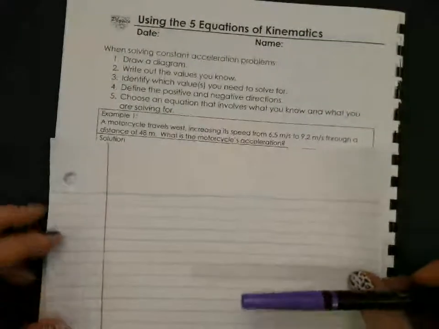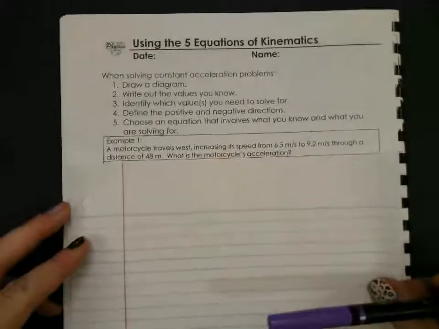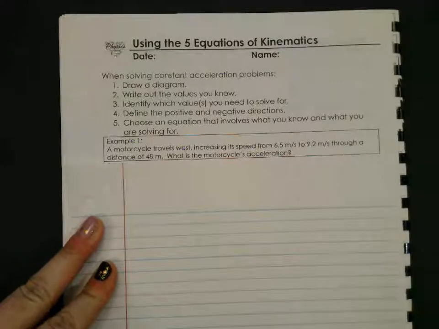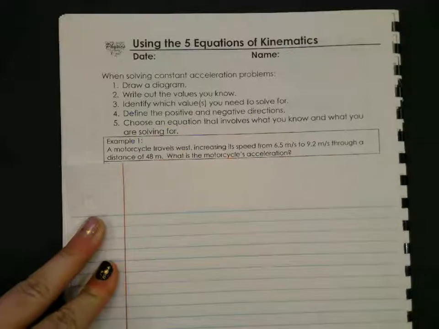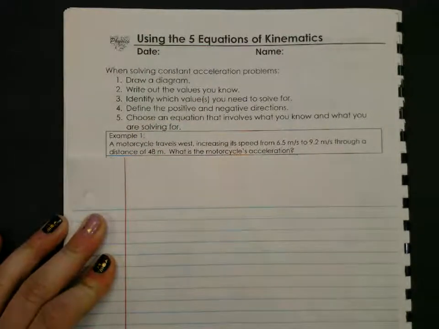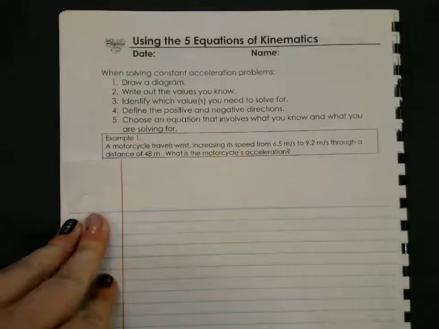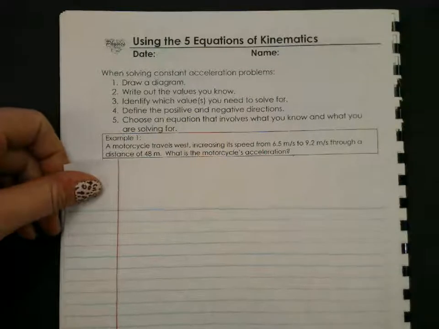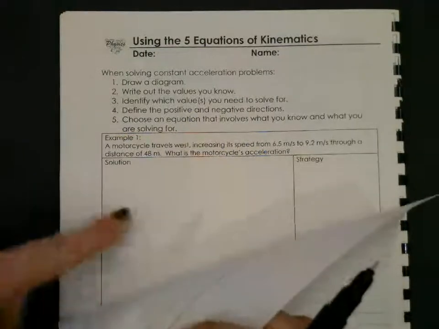It says a motorcycle travels west, increasing its speed from 6.5 meters per second to 9.2 meters per second through a distance of 48 meters. And it wants to know what is the motorcycle's acceleration. So the first thing I need to do is draw a diagram. And I have this big white space at the top of my paper. You have all this room down here.